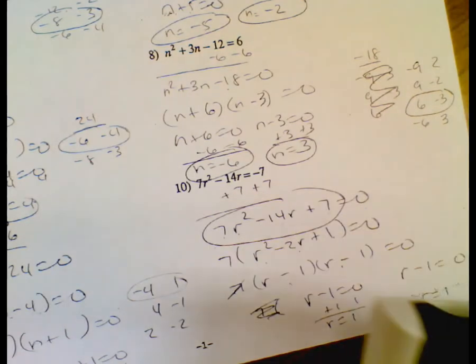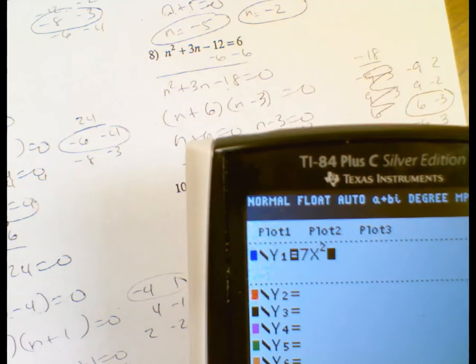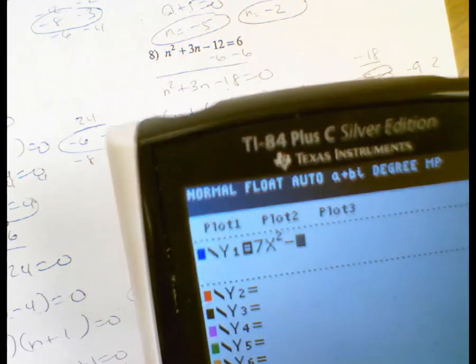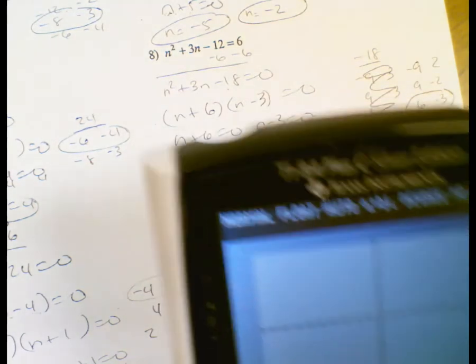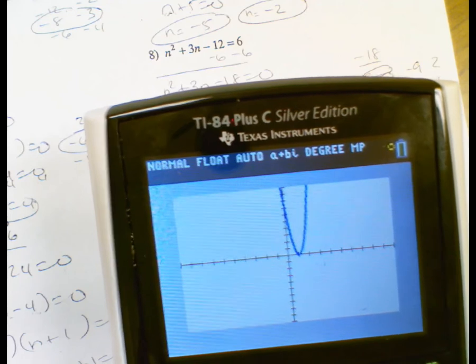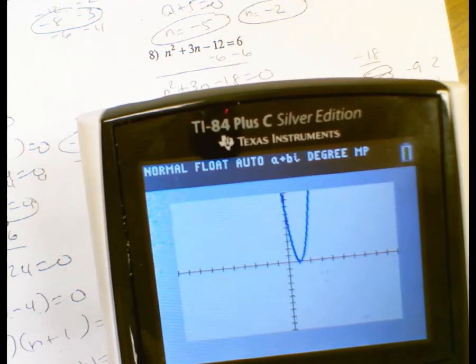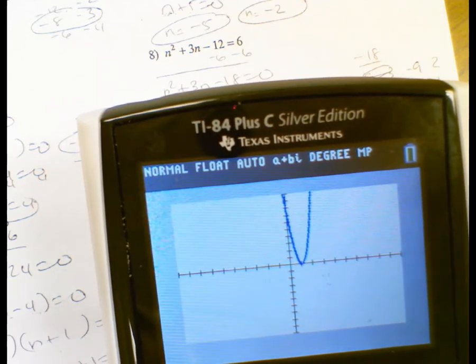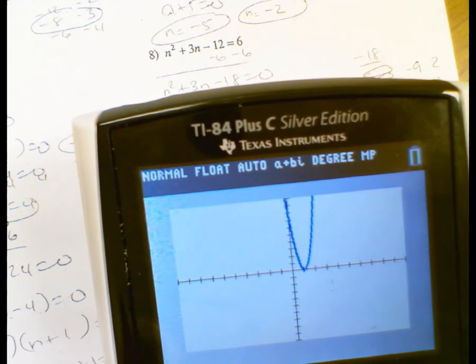So I'm going to keep the, let me clear this. We have 7x squared minus 14x plus 7. I'm going to show you what a double root looks like. Remember, the answer was 1, twice. When it's a double root, it will just touch the x-axis and go back. It doesn't go through the x-axis. It touches it and bounces off. So that's how you can tell if it's a double root. It doesn't actually go through it. It actually touches it and bounces off. So that's what a double root looks like.